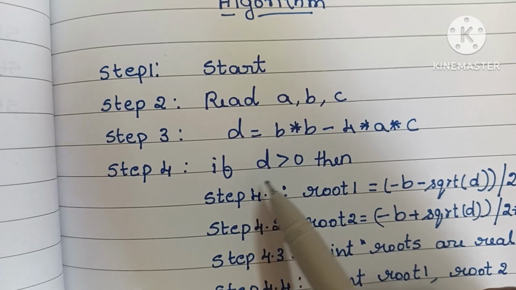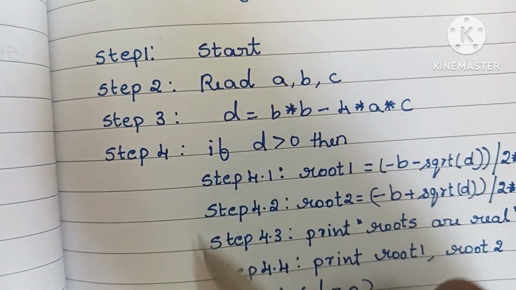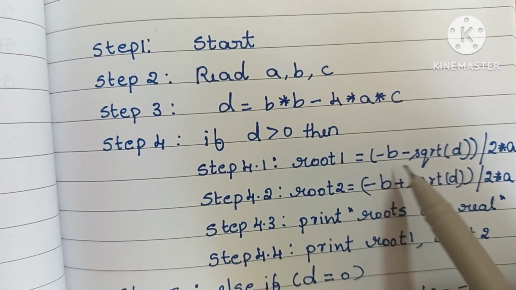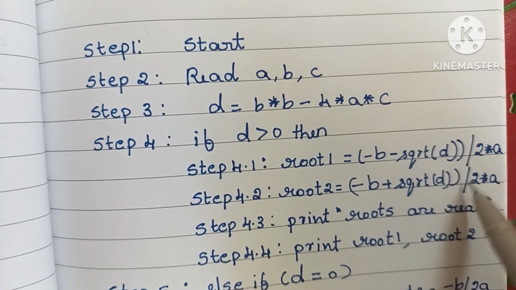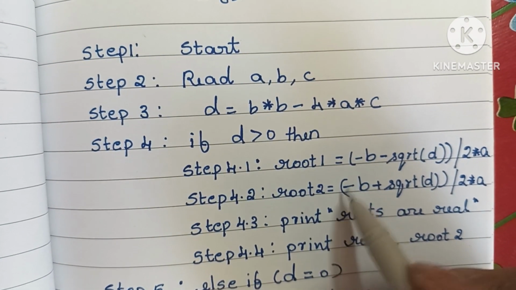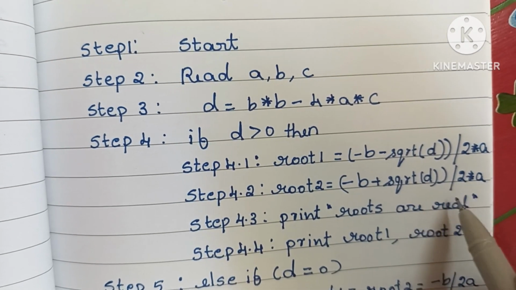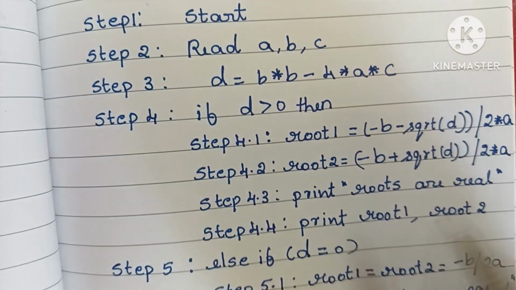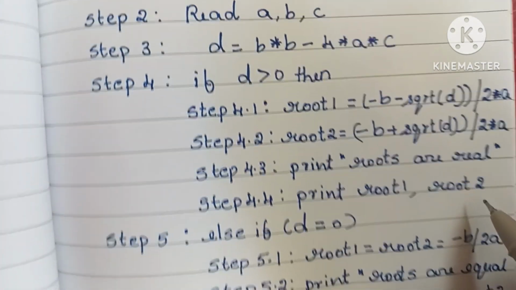In step 4 we have to check if d value is greater than 0. If d value is greater than 0 then it will execute this part, that is step 4.1, root 1 is equal to minus b minus square root of, sqrt, within that we have to write d value, divided by 2 into a. In step 4.2 we have to calculate root 2. Root 2 is equal to minus b plus sqrt square root of d divided by 2 into a. In step 4.3 we have to print roots are real. In step 4.4 we have to print root 1 value and root 2 value.